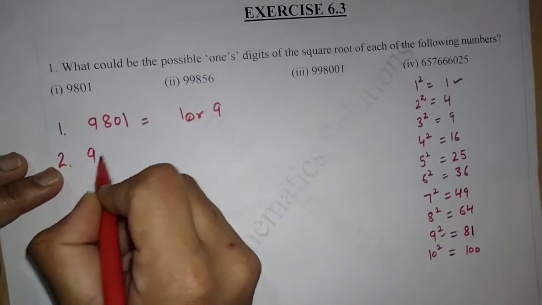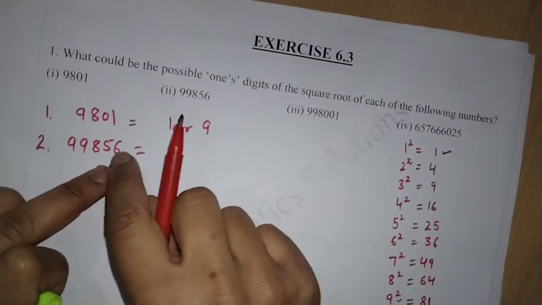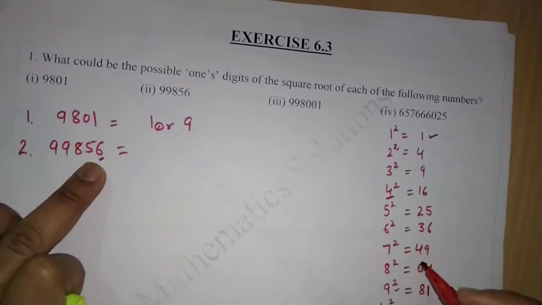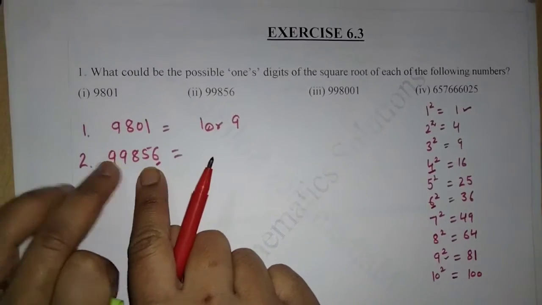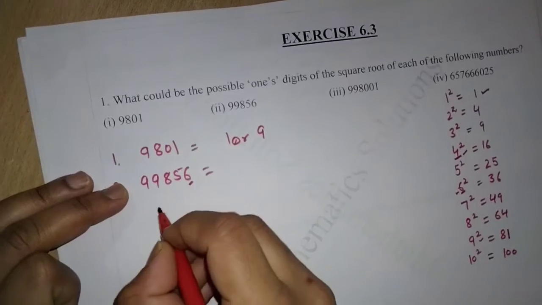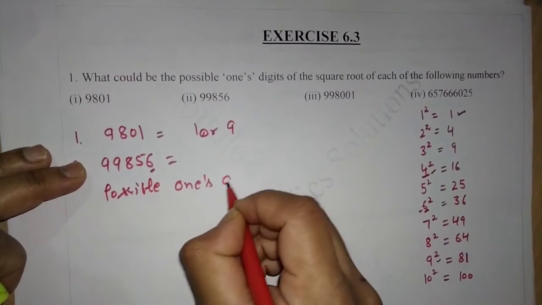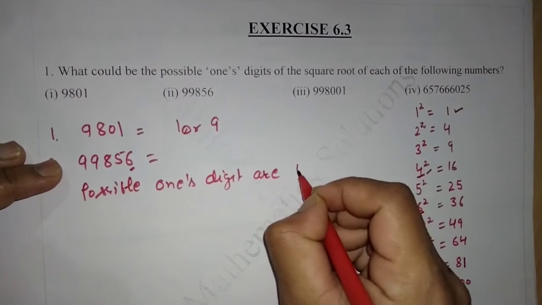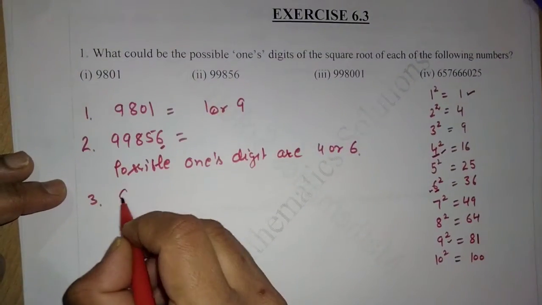For the second part, we know that 6 comes as the unit digit only in the square of the numbers 4 and 6. So the possible ones digit of the square root of this given number will be 4 and 6.